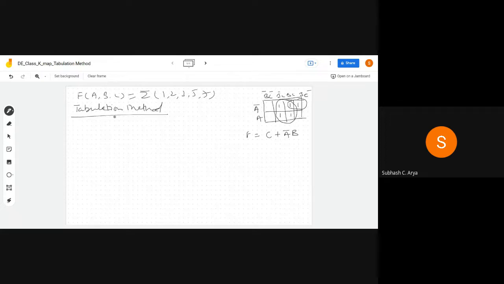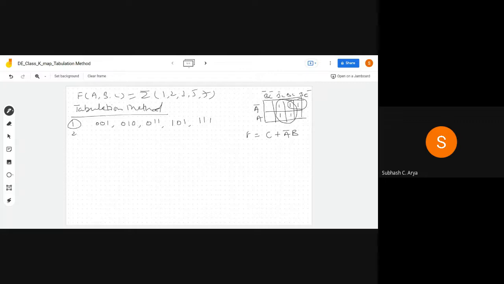So what is its method? First of all, step number one, we have to convert these decimal numbers into their equivalent binary numbers. So 1 will be 0 0 1, then 2 will be 0 1 0, 3 will be 0 1 1, 5 will be 1 0 1, and 7 will be 1 1 1. This is step number one.